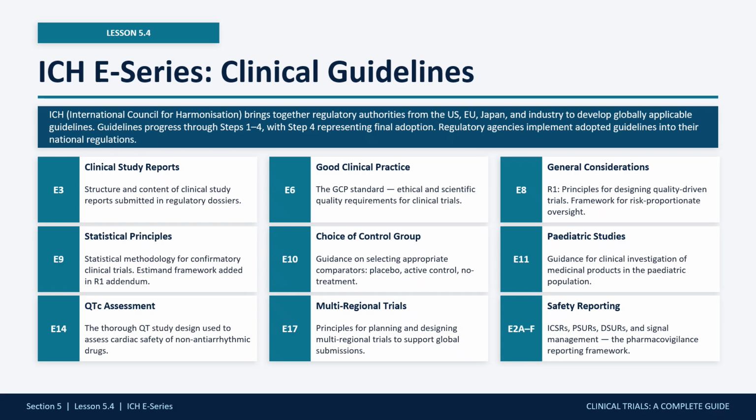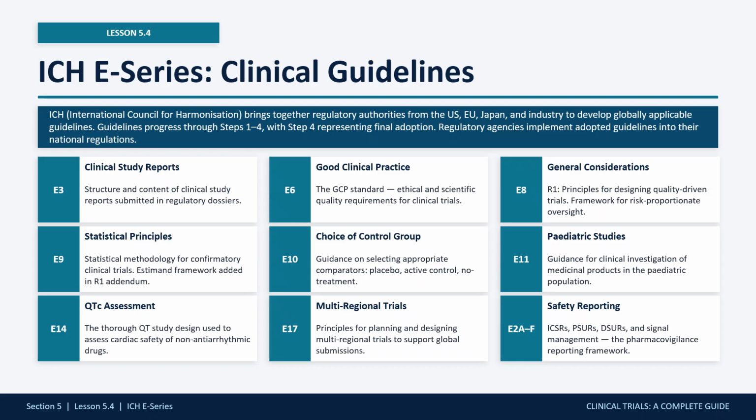E9 covers statistical principles for confirmatory trials, and its R1 addendum introduced the Estimand framework, which has become central to modern trial design. E10 addresses choice of control group. E11 covers pediatric studies. E14 specifies the thorough QT study design used to assess cardiac safety. E17 provides principles for multi-regional trials.